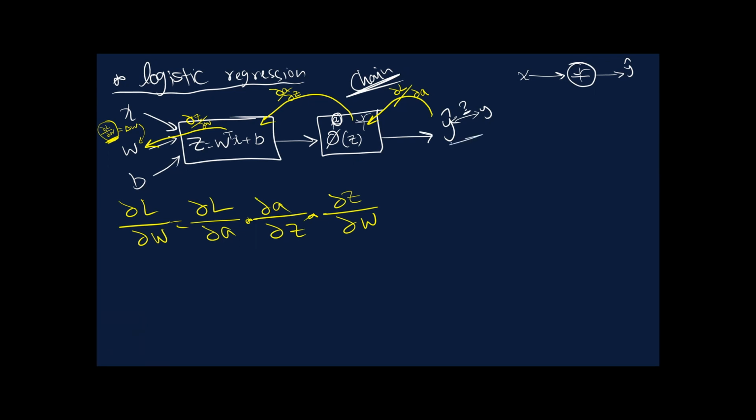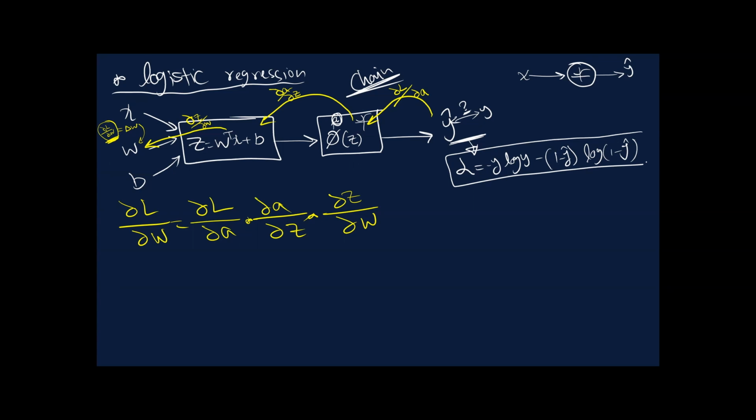So for calculating the cost, we have the equation for L, the cost, which in logistic regression is the cross entropy. It will be like that: 1 minus y, log 1 minus y hat. This is y hat, okay? So this is the cost.